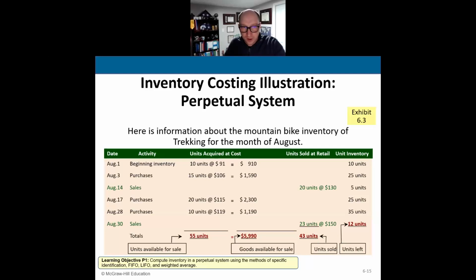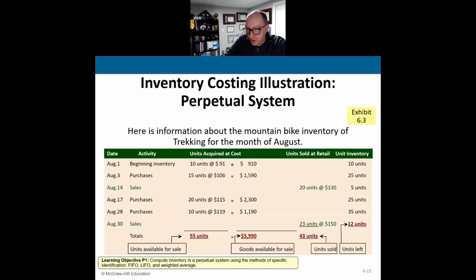On August 14th, at the end of the day, that means we only have 5 mountain bikes remaining in inventory. Then on August 17th, we purchased an additional 20 mountain bikes from our distributor for $115 each, for a total of $2,300. That brought our inventory count up to 25. 5 from August 14 plus the 20 we purchased.